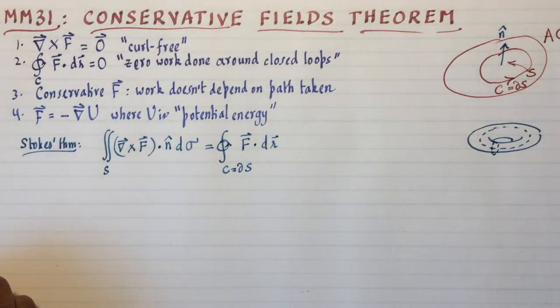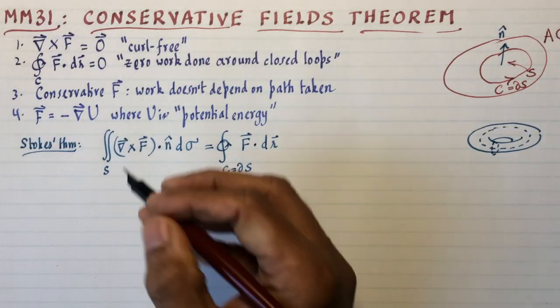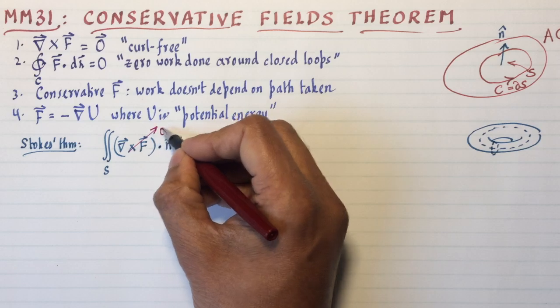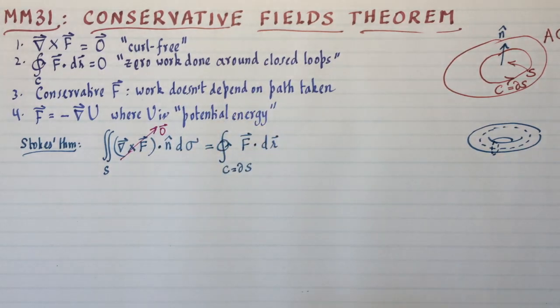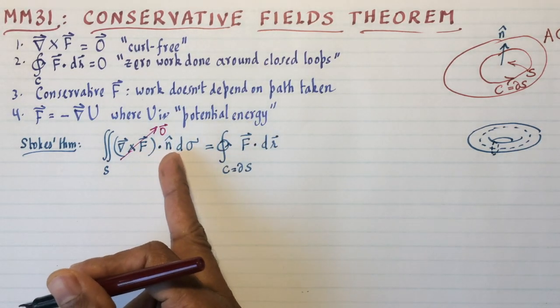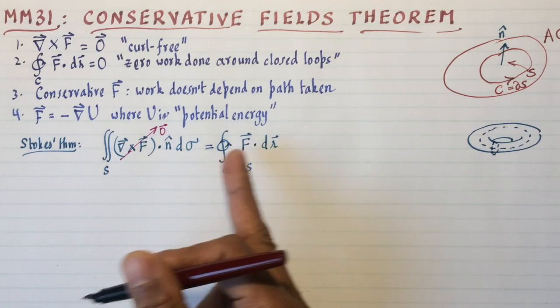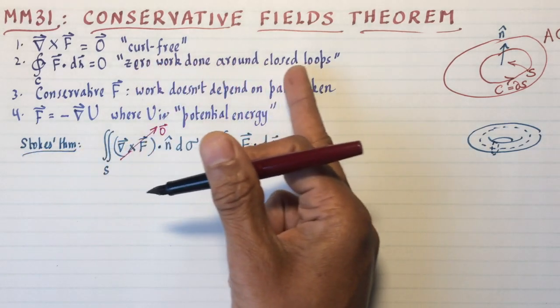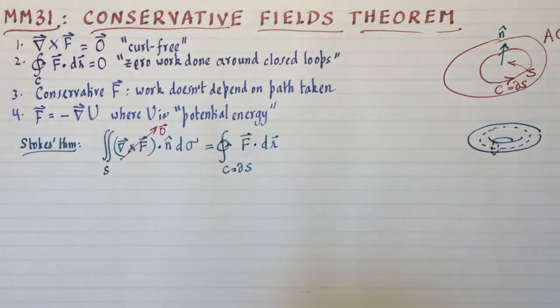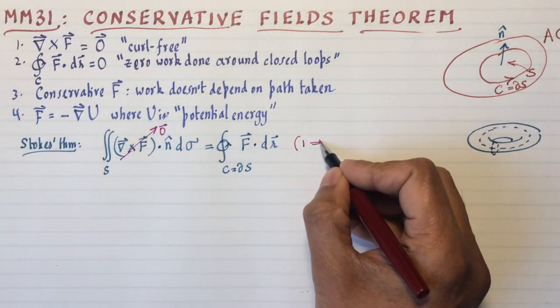So if I claim that the vector field is curl free, I'm basically setting this equal to the 0 vector. And so 0 vector dot anything is 0, and that in turn proves that there's 0 work done around closed loops. So I've shown actually that 1 implies 2.